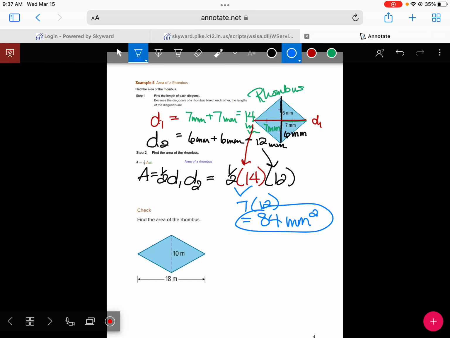That is a rhombus. Shine bright like a diamond. So remember that. The D's are in there.